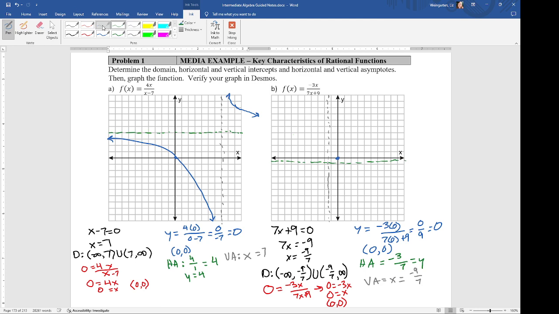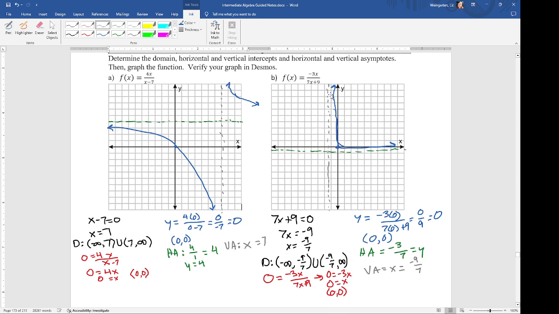So our graph should look something like this. We're going to have one on one side, and it's going to go through the origin. And then we're going to have one opposite of it, and it will be over here. And again, you can check Desmos for a more accurate graph.